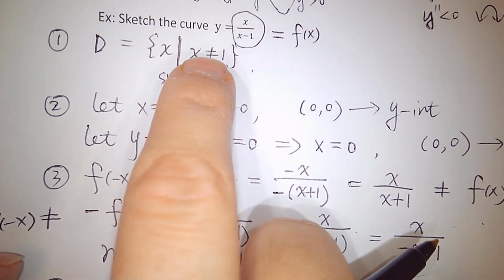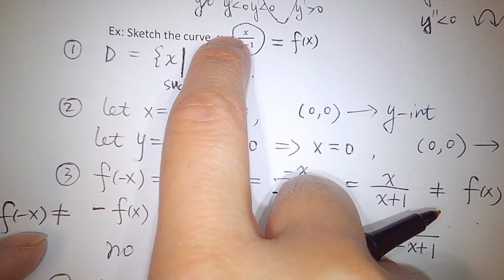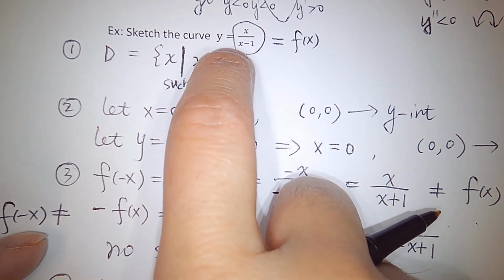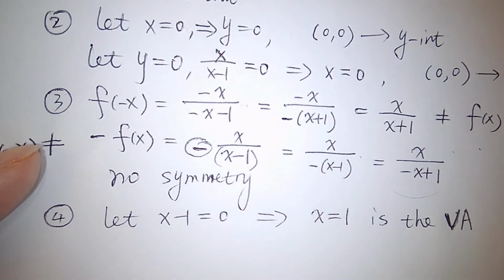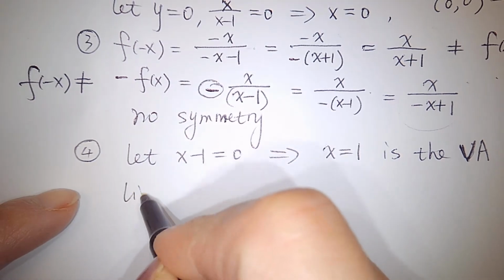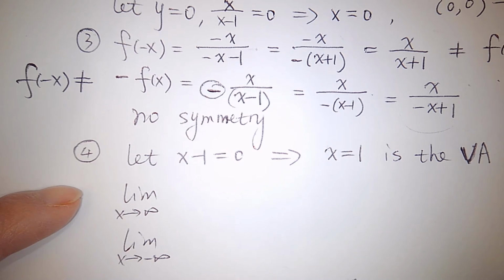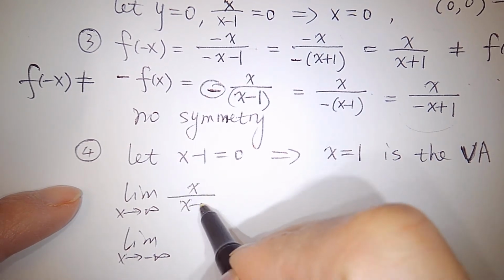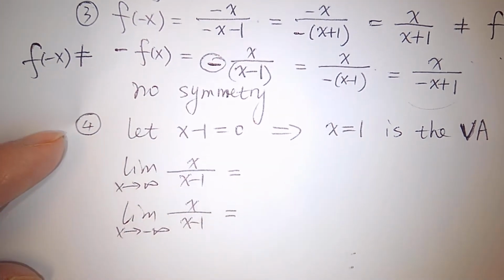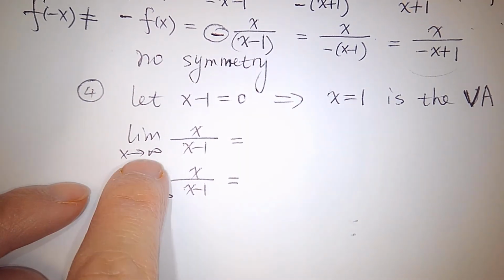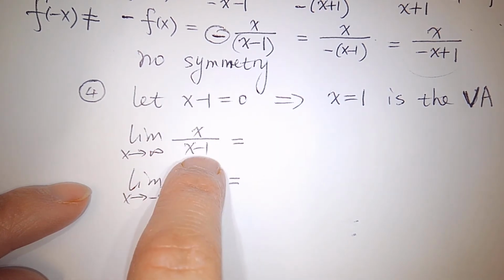Now how to find the horizontal asymptotes? Horizontal asymptotes are when what? x goes to either positive infinity or x goes to negative infinity. We check what? The y value. So let's check. When x goes to infinity, x goes to negative infinity, let's check the function and see the limit. x goes to infinity, everyone. Infinity over infinity.